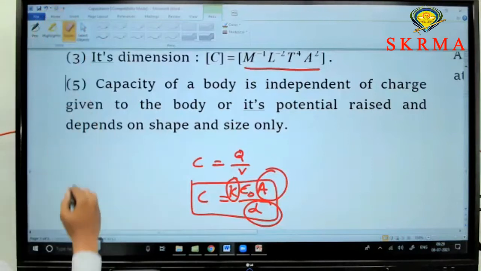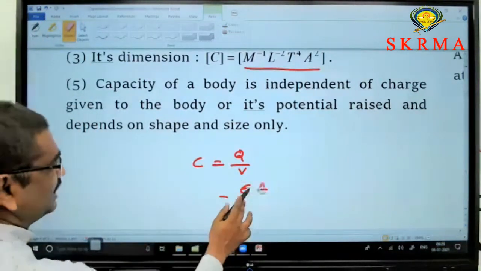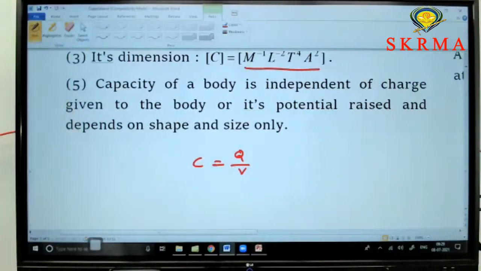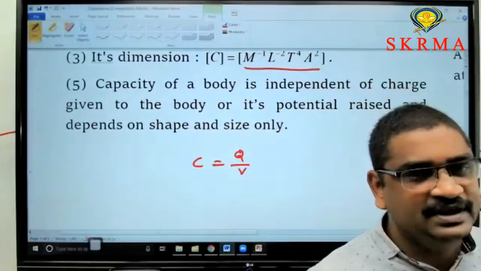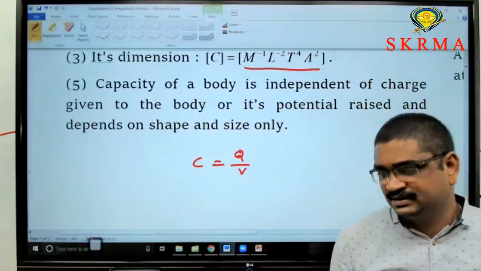So check this one once. Capacitance is independent of charge and potential. On which factors does it depend? It depends on the medium between the plates, the area of each plate, and the separation between the plates.